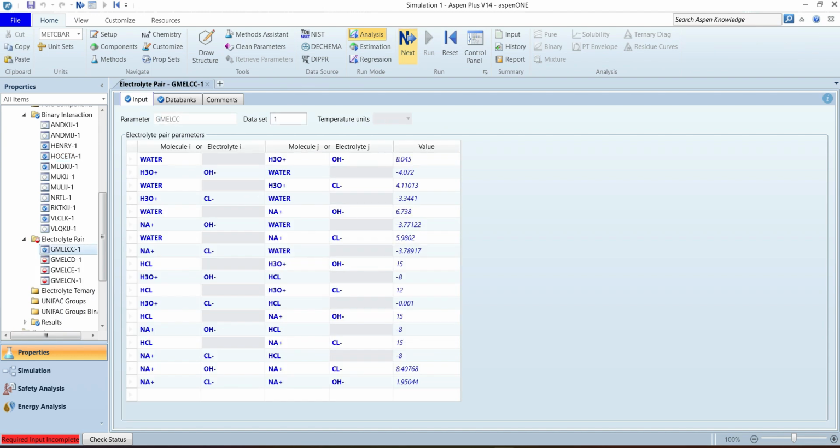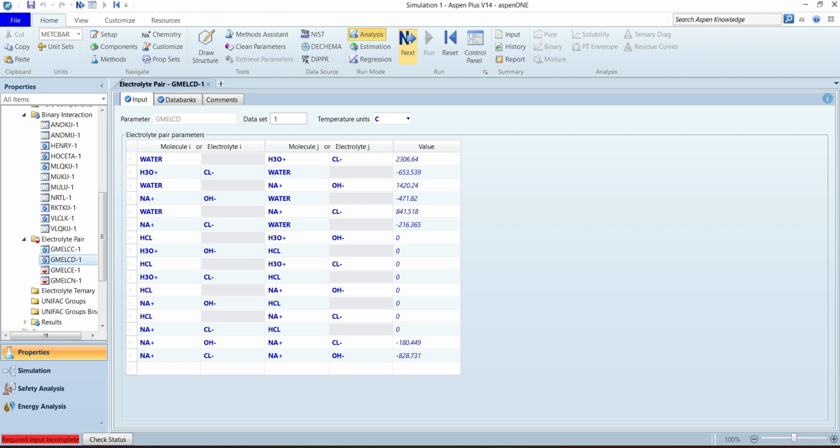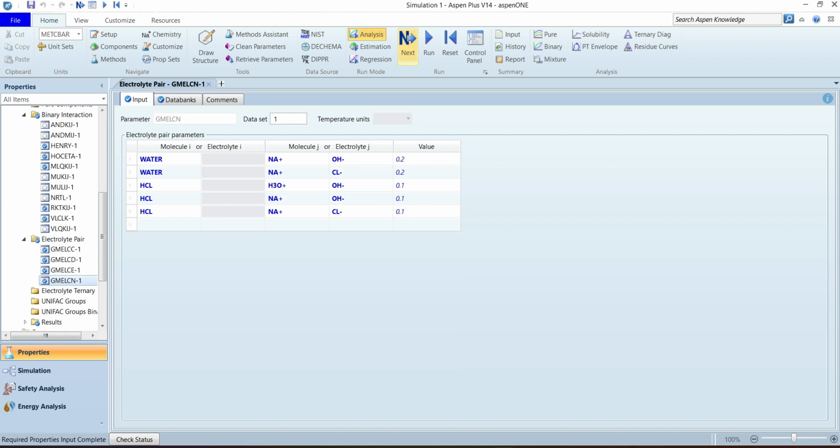Let's review the energy parameters of electrolyte pairs. And that's it. We can run the properties environment. So results are available. Let's save this file and then we can jump into the simulation environment.